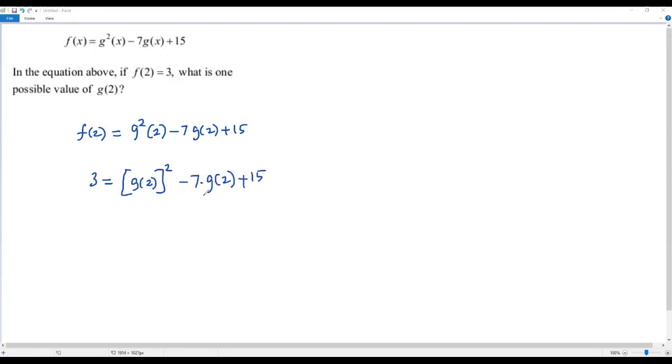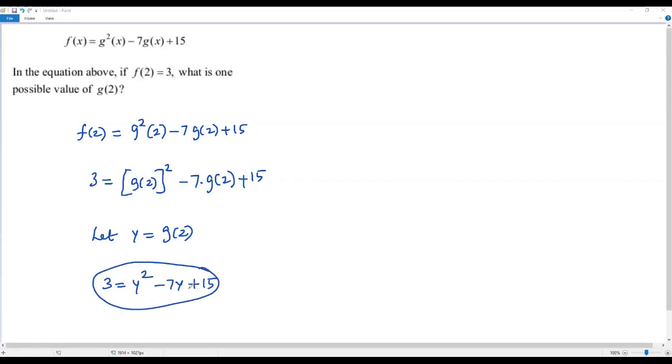Okay, to make the solving process easier, I'm going to substitute a new variable for this g of 2 over here and here. That is, let y equal g of 2. So then we have 3 equals, we can replace g of 2 by y, then we get y squared, because here we have the square of g of 2, minus 7 times g of 2, where we can plug in y, so we get minus 7y plus 15.